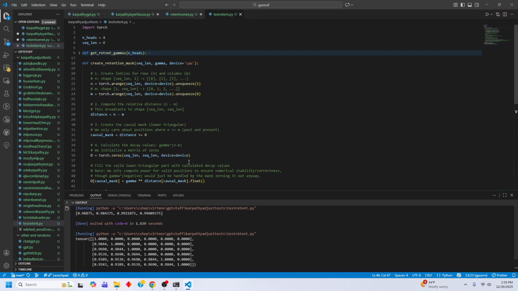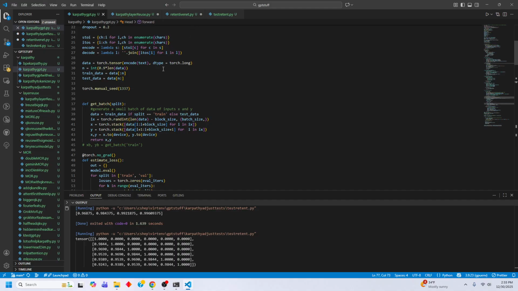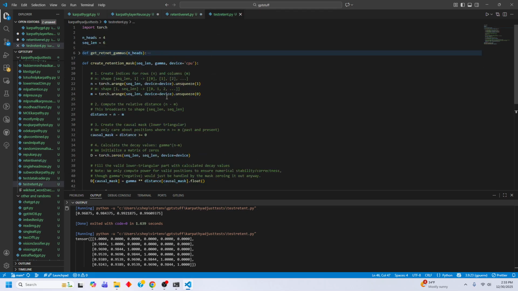We're going to start out with the Retentive Network. First off, everything we're going to be doing is just adjustments on Andre Karpathy's video of building ChatGPT. The first video, not GPT-2. I have not seen that video yet. I will definitely watch sometime soon. So I have the code here, but we're going to start here to show what's going on.